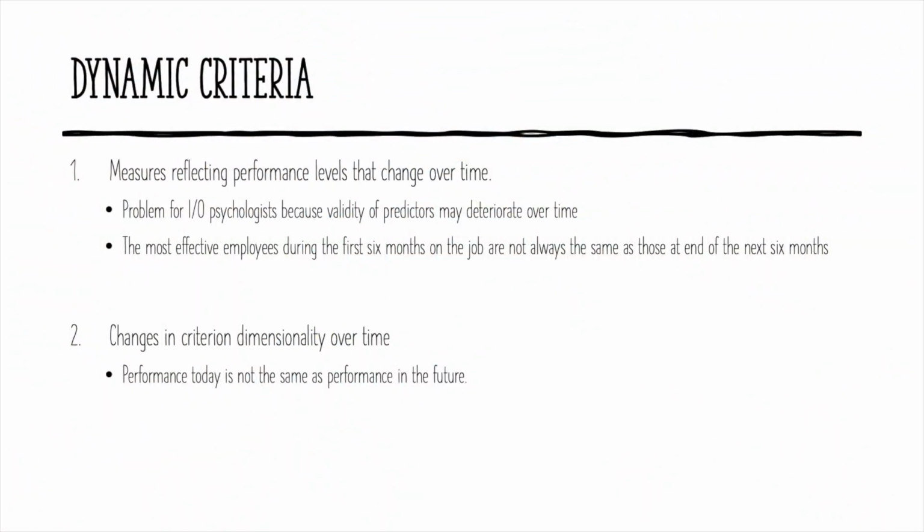So there's two ways that you can really think about dynamic criteria. The first is that measures reflecting performance levels change over time. So this is a problem for IO psychologists because the validity of the predictor may deteriorate over time. The most effective employees during the first 6 months are not always the same as those at the end of the next 6 months, so that could be problematic. The other example is changes in the criterion dimensionality over time. So performance today is not necessarily performance in the future.